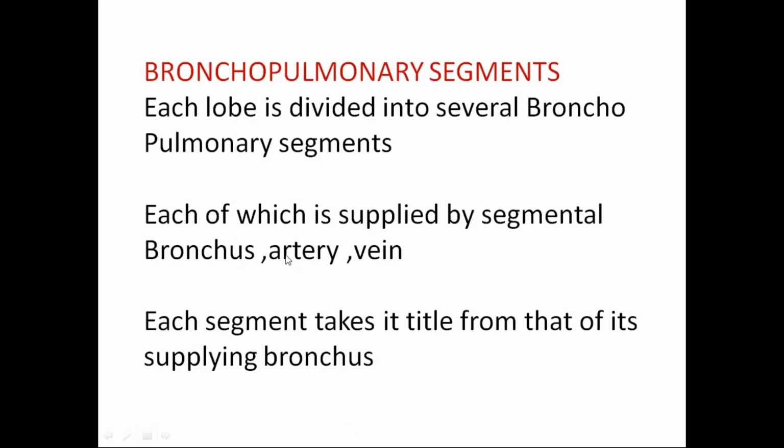Coming to bronchopulmonary segments, each lobe is divided into several bronchopulmonary segments, each of which is supplied by a segmental bronchus, artery, and vein. Each segment takes its title from that of its supplying bronchus.